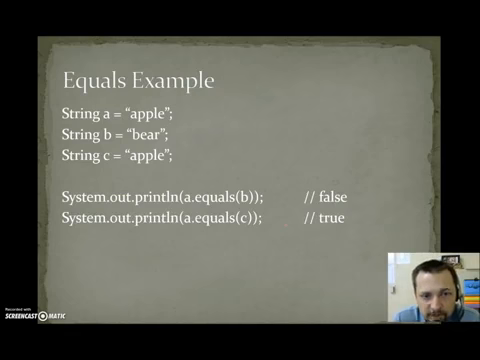Equals. We have A is apple, B is bear, and C is apple. Does A equal B? In other words, does the text of A, apple, match the text of B, bear? No. That'll give us a false. A dot equals C. That'll give us a true, because the text of A is apple, the text of C is apple.